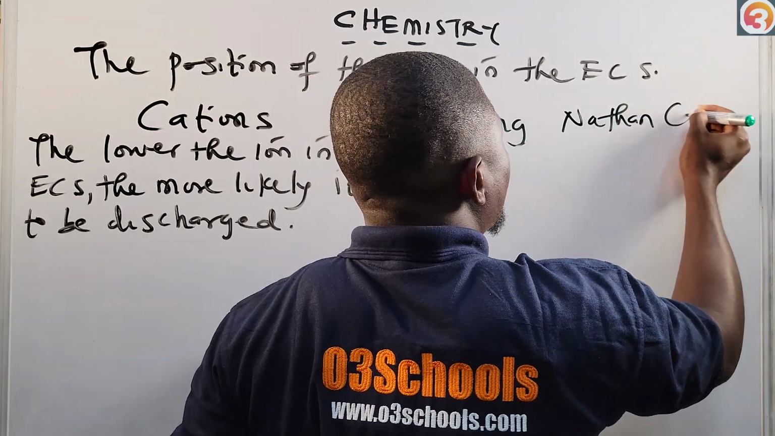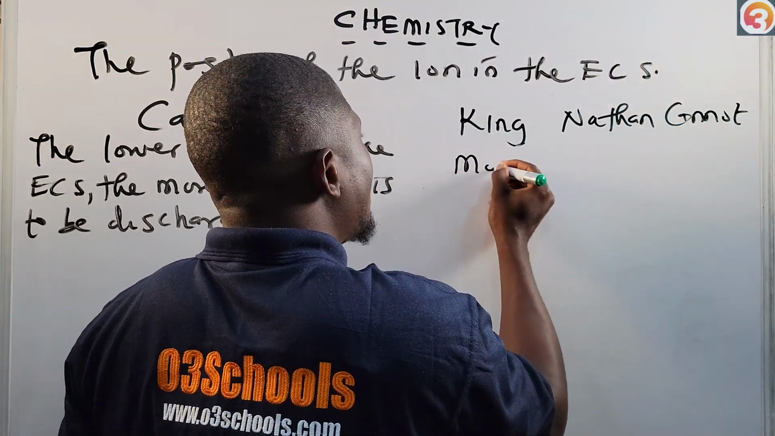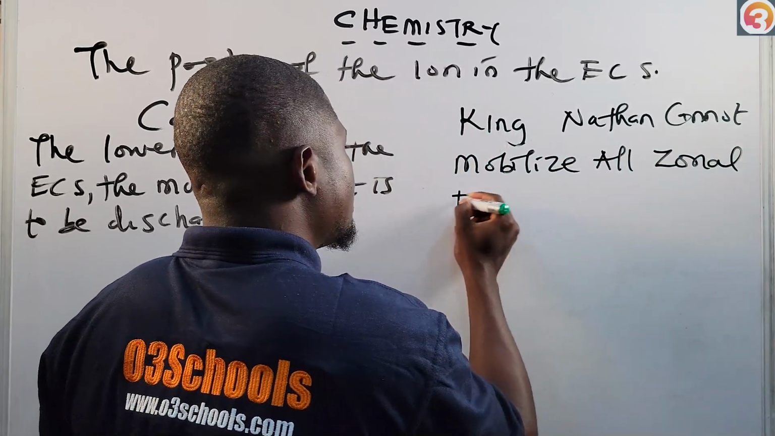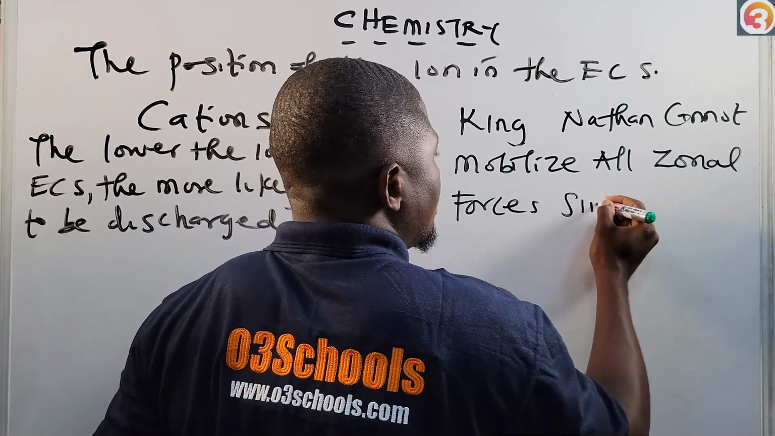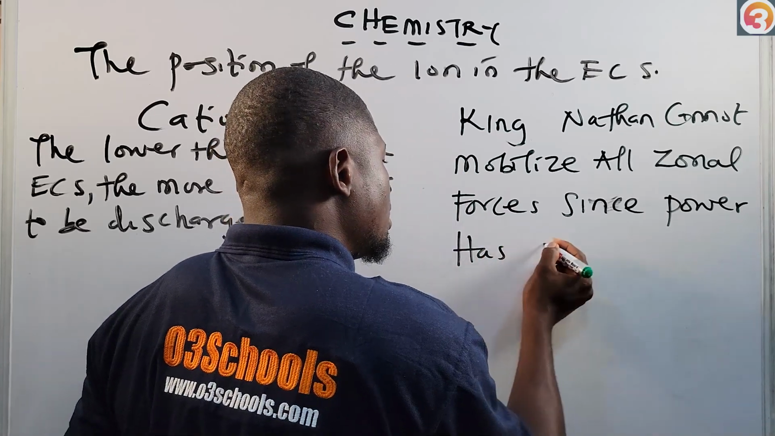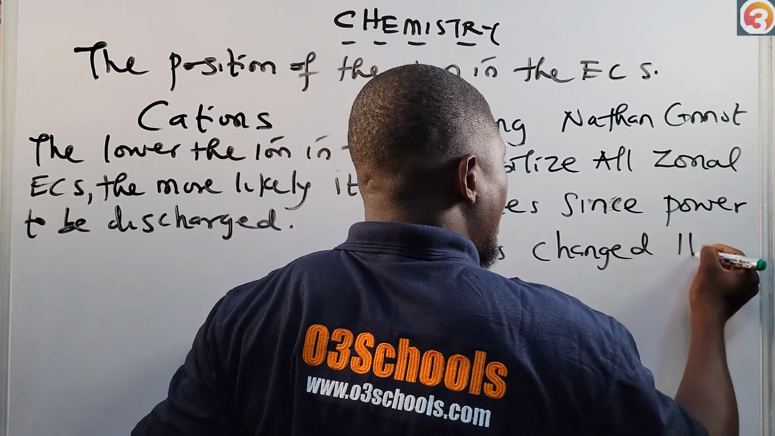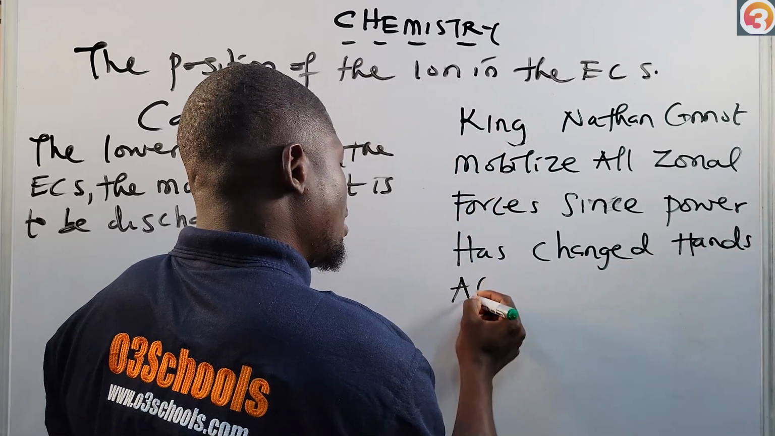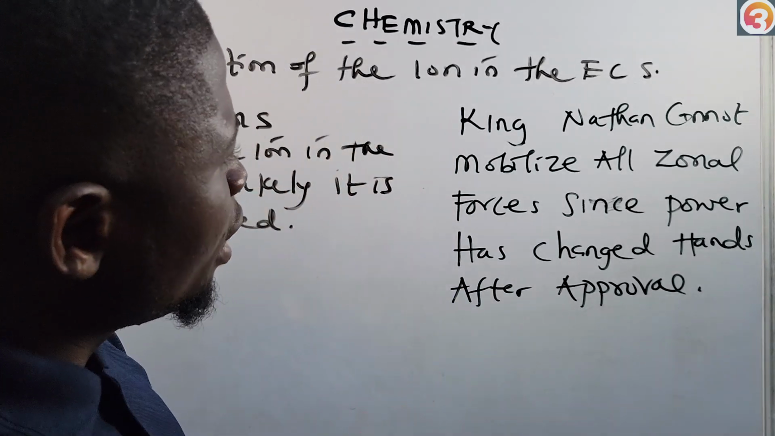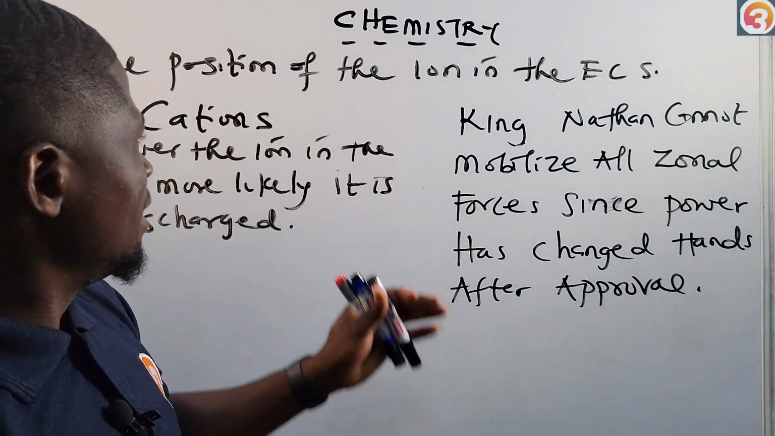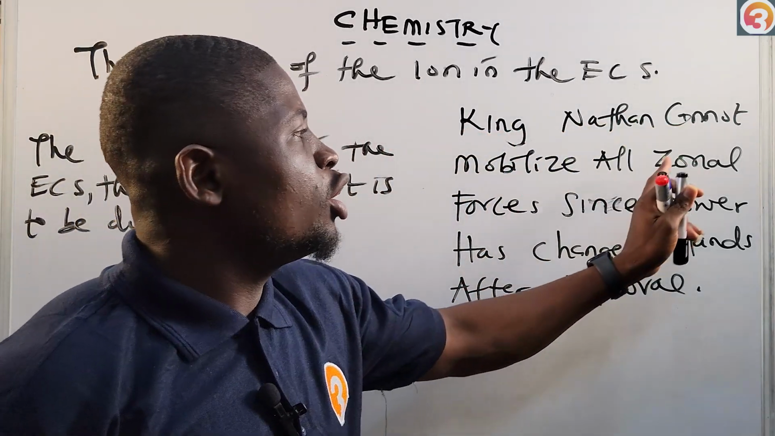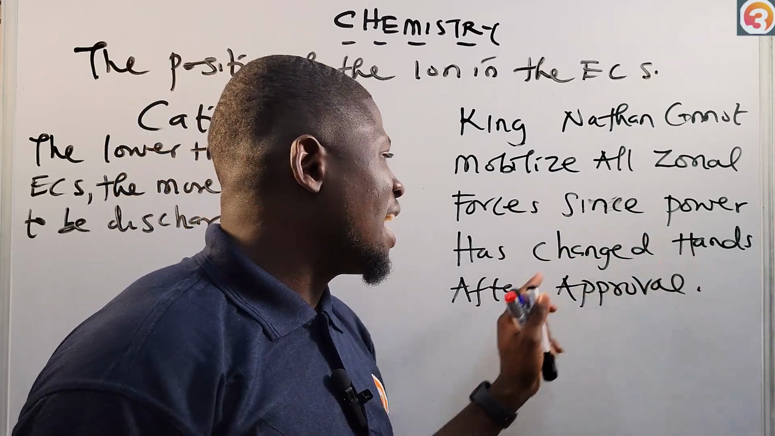Nathan cannot mobilize all zonal forces since power has changed hands after approval. Okay, so this is the mnemonic we are going to use to remember the electrochemical series for the cations. King Nathan cannot mobilize all zonal forces since power has changed hands after approval.